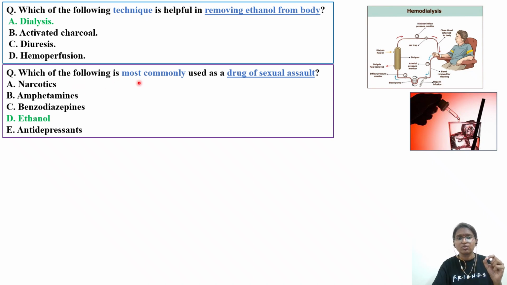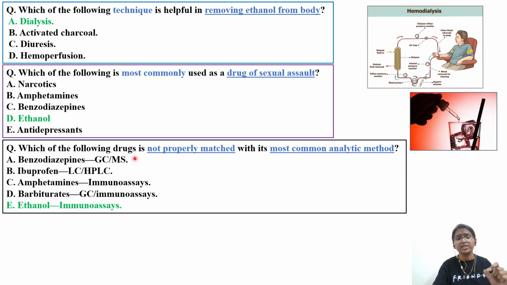Next one is: which of the following is most commonly used as a drug of sexual assault? As I told you, some people use alcohol for recreational consumption. Some use it as a drug of sexual assault or drug of abuse. They will try to give it to the opposite gender. In the Clayson textbook, they have given the list of the top 10 drugs used for sexual assault. So alcohol is listed in that. Read that analytical toxicology chapter in the Clayson textbook.